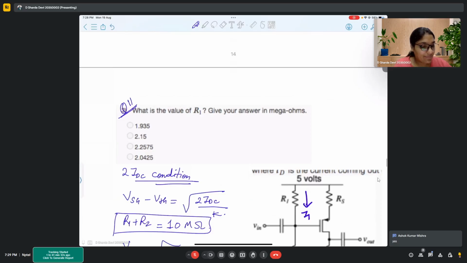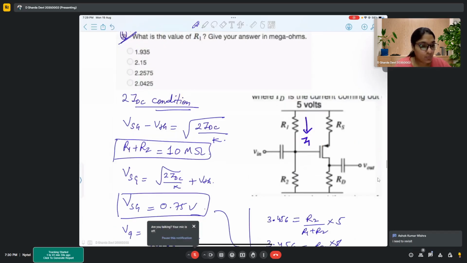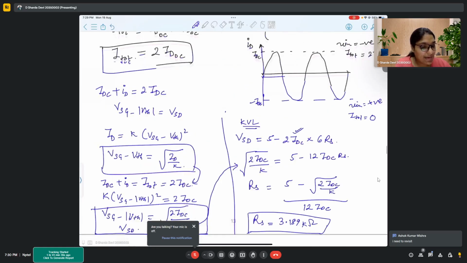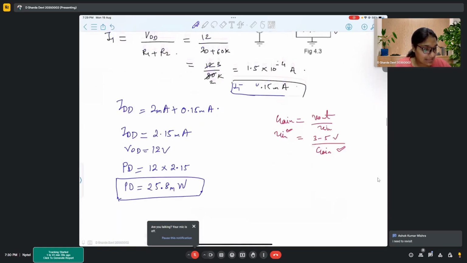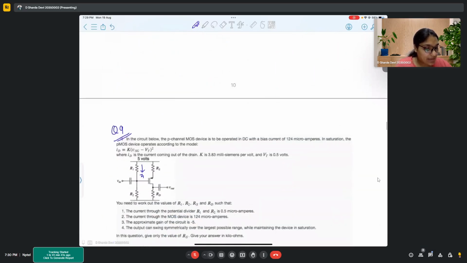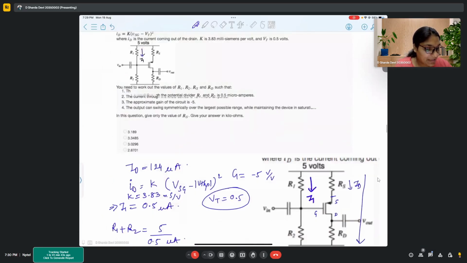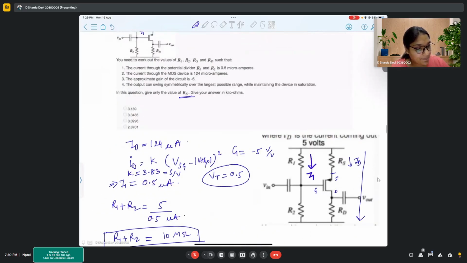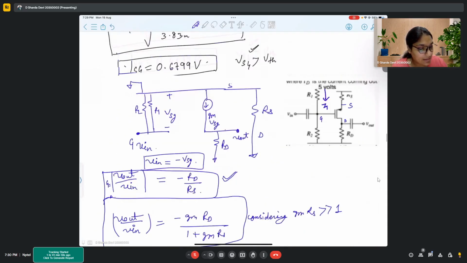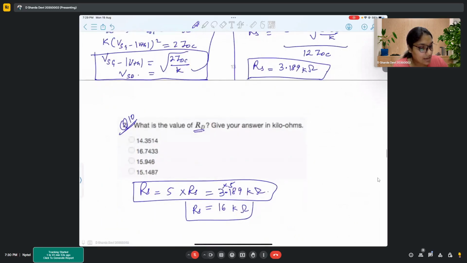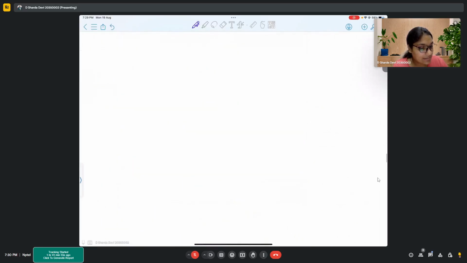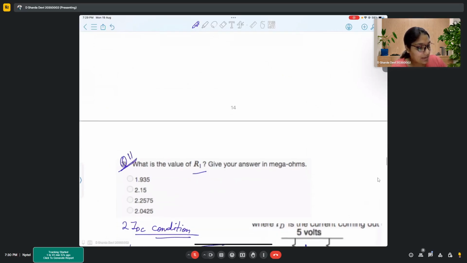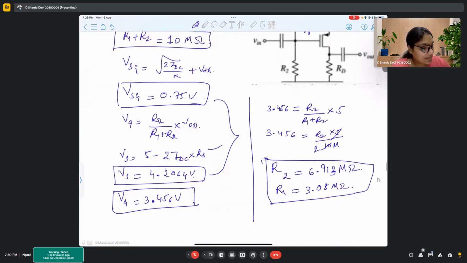Okay, so we have found out. The question in the beginning was that you have to find the values of all the resistors R1, R2, RS and RD. So we have completely solved this problem by calculating RS, RD, R1 and R2. So all 4 resistors have been calculated.